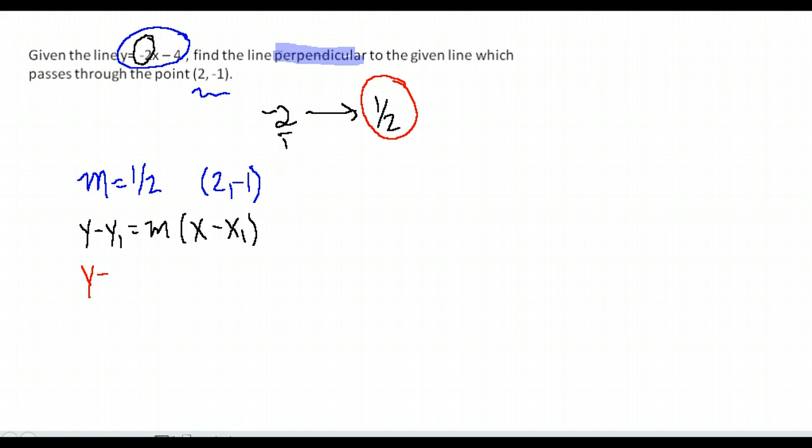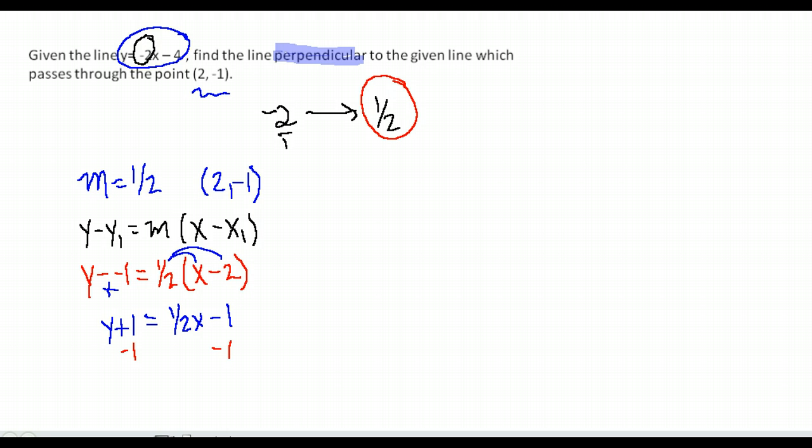Y minus the y from our point, which was negative 1, equals m, our slope of 1/2, times x minus the x from our point, which was 2. We simplify that. Minus a negative is plus, so we end up with y plus 1 equals, and I'm going to distribute here, 1/2 x minus 1/2 times 2 is 1. My last step is to get y by itself, so I'll subtract 1 from both sides, and I get y equals 1/2 x minus 2.